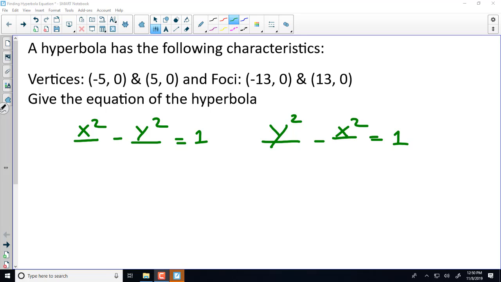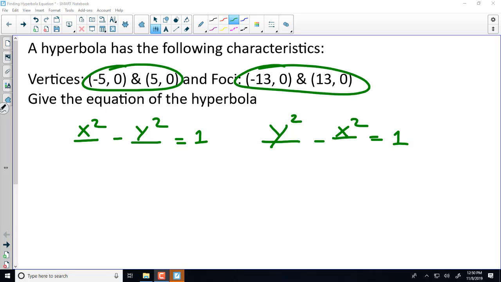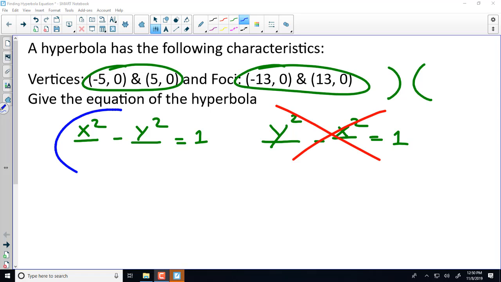Now, for this one, I can see from the description that both the vertices and the foci are left and right. And since they're left and right, that means the hyperbola opens left and right. So that means it can't be this one, it has to be this one. And all that remains to do is figure out what are the numbers that go underneath x squared and y squared.